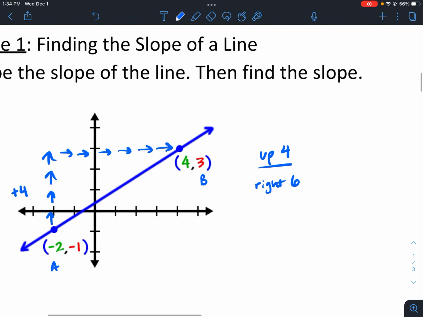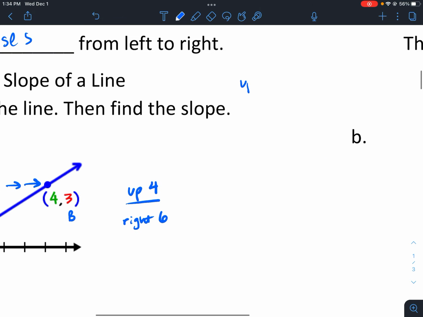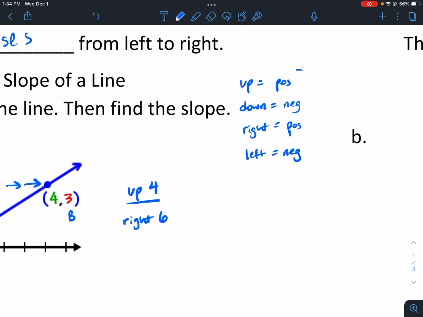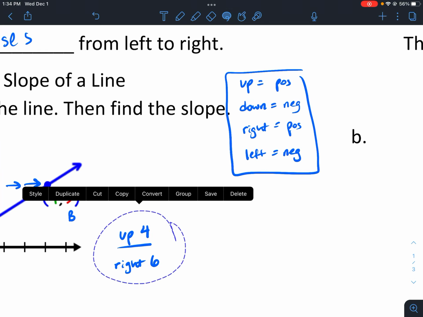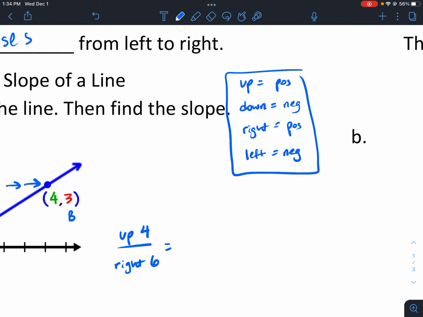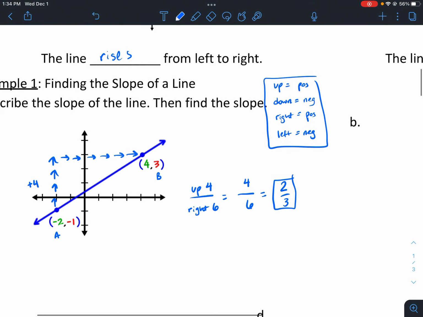6. So another thing that I would write would be up equals positive, down equals negative, right equals positive, and left equals negative. Okay, so this is going to be really important as you go on with this lesson and even in future lessons as well. So if I've up 4, that's going to be positive 4 over positive 6. And don't forget to simplify. So technically the slope of the line is 2/3.